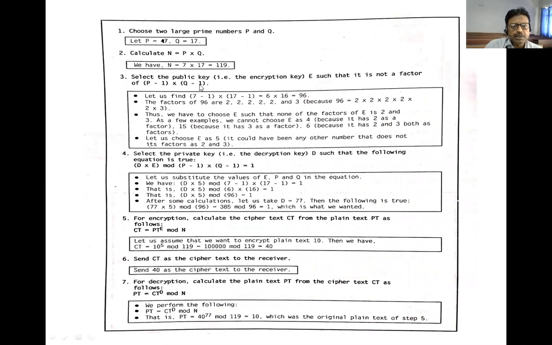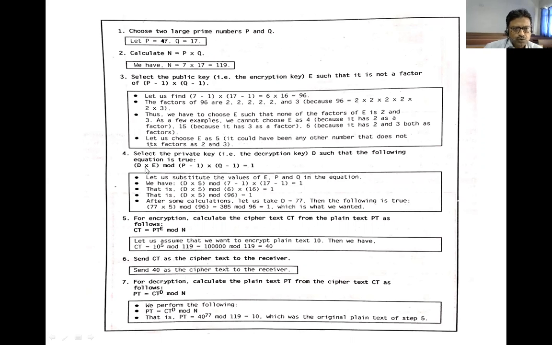Now, this is an example in which P is considered to be 7, a prime number, and Q is considered to be 17, another prime number. Then n is equal to 7 times 17, that is 119. Then we have to select E, the public key, such that it is not a factor of (7 minus 1) times (17 minus 1), that is 6 times 16, that is 96. The factors of 96 are 2, 2, 2, 2, and 3. So any value which is not a factor of these should be considered. You can consider 5, you can consider 7, it can be done.